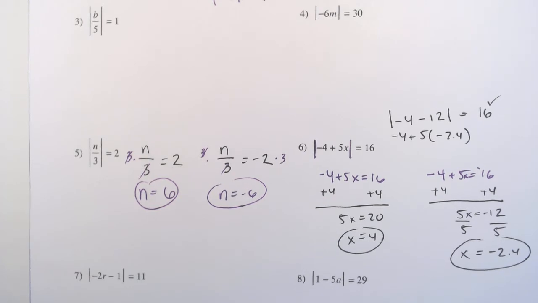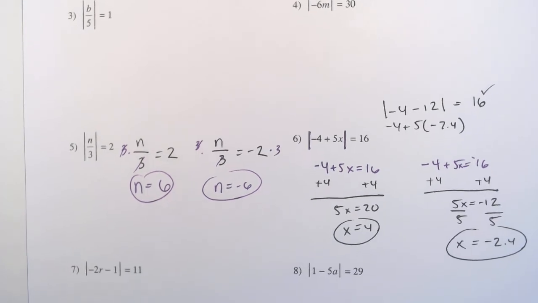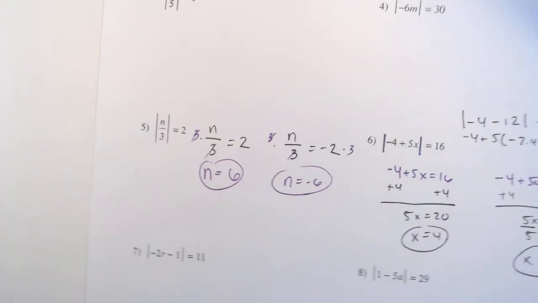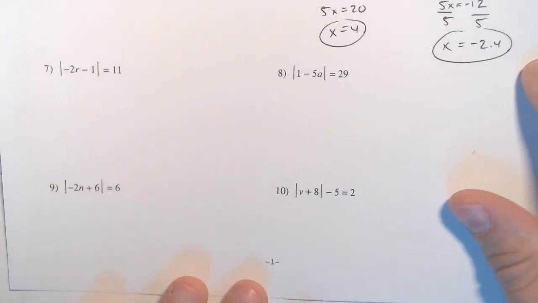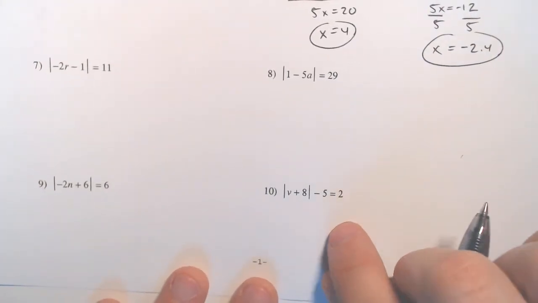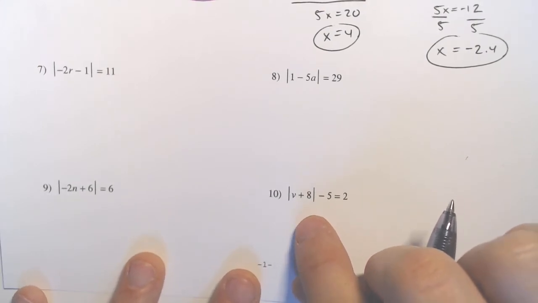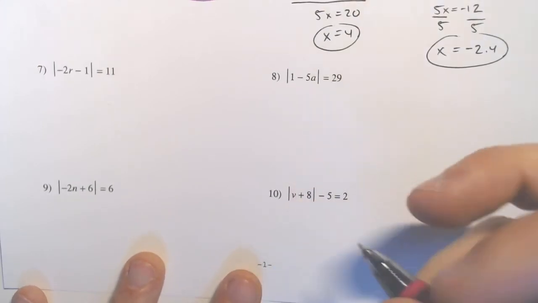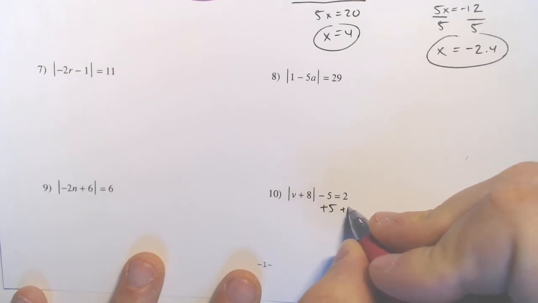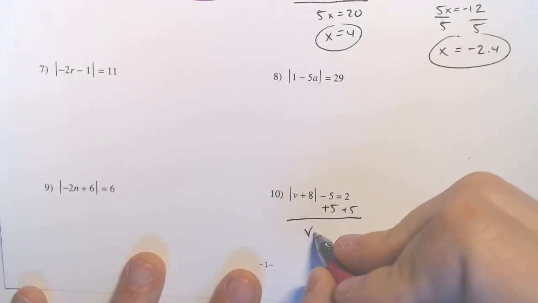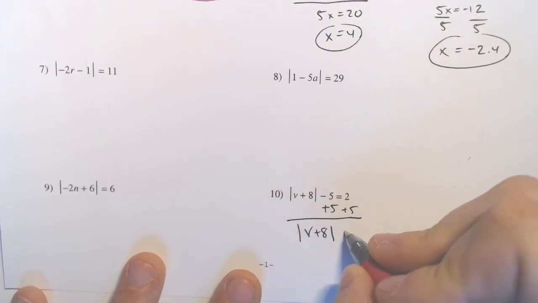Yes, it is. So the majority of these problems, you're going to be okay when you plug the answer back in, but there's going to be a few that won't work out, and you need to be aware of that. All right? Number 10. First problem where the absolute value bars are not by themselves. If they're not by themselves, what you end up having to do is add 5 to both sides. You get v plus 8 equals 7.